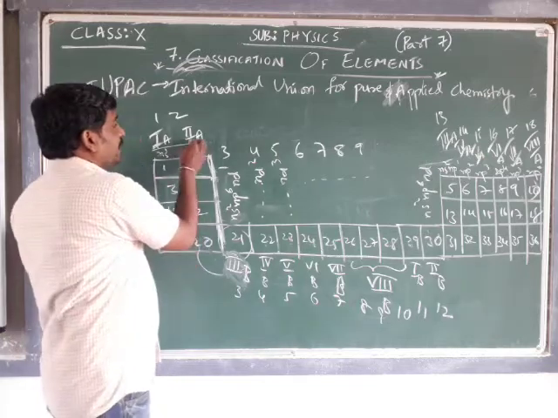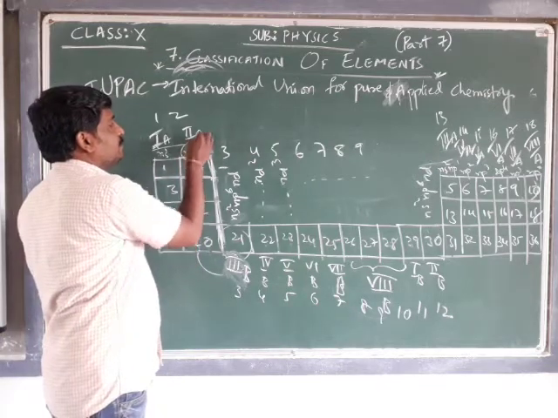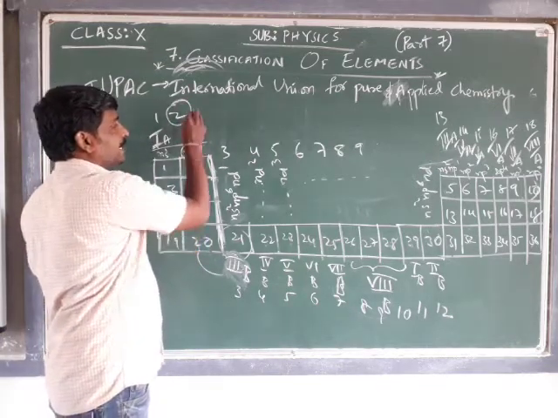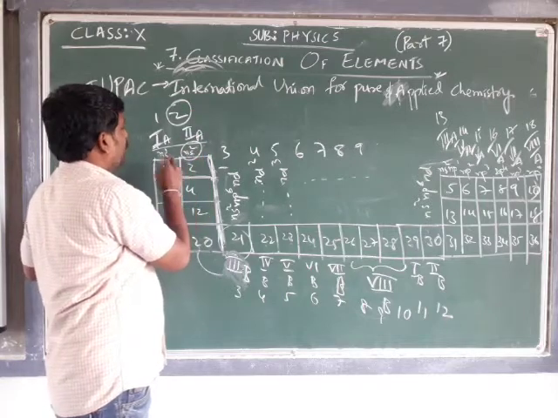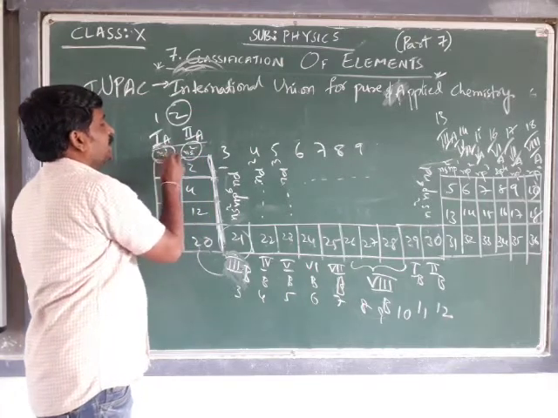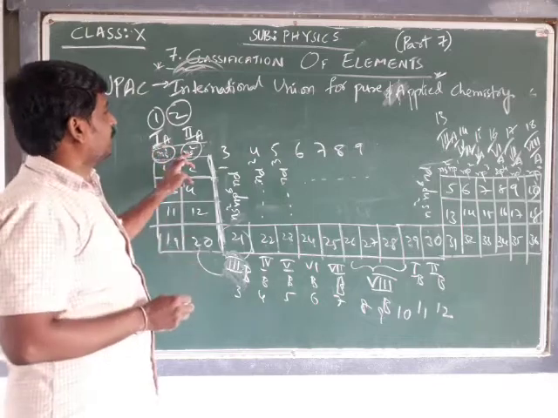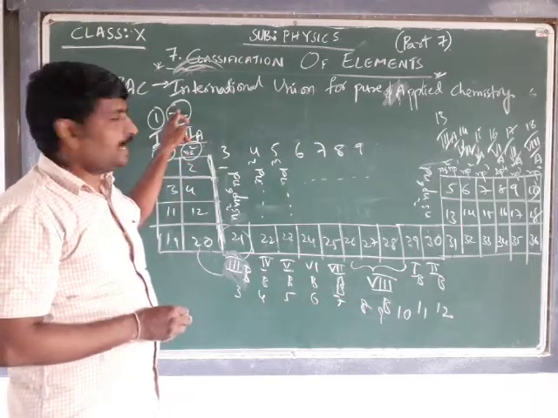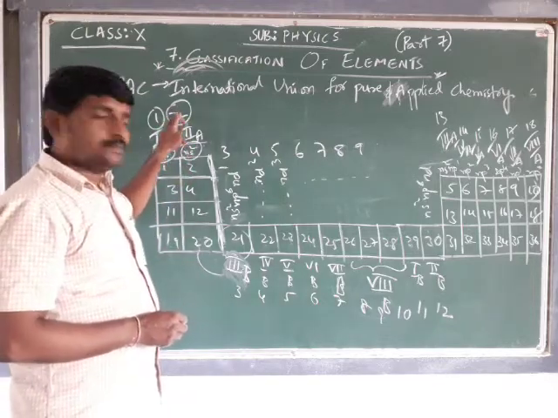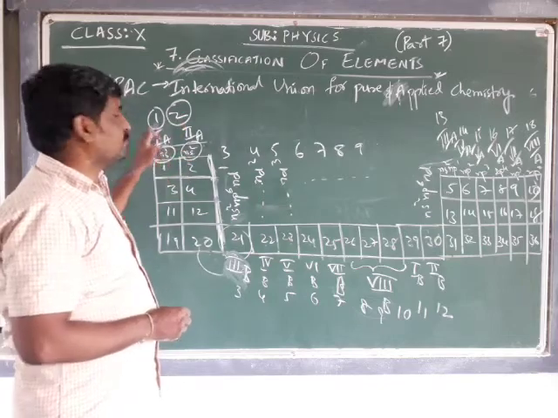That is NS2, second group; NS1, first group; S1, first group; S2, second group. Like that you can identify.